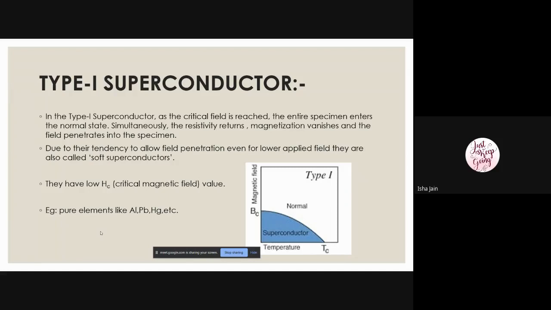Superconducting state can also be called perfect diamagnetism, where diamagnetism is the ability to repel a magnetic field completely. Some examples of type 1 superconductors are aluminium, lead, mercury, etc.